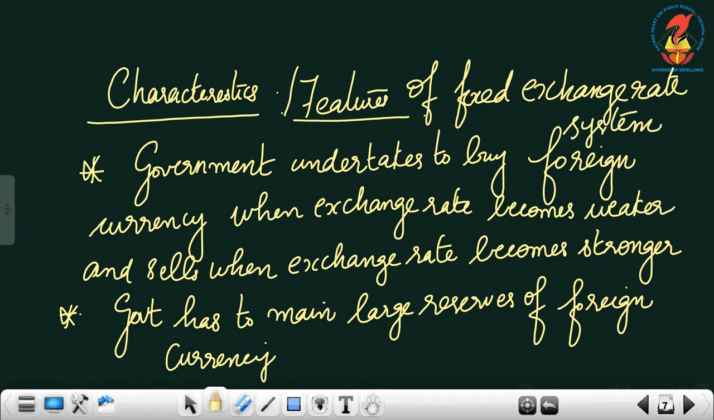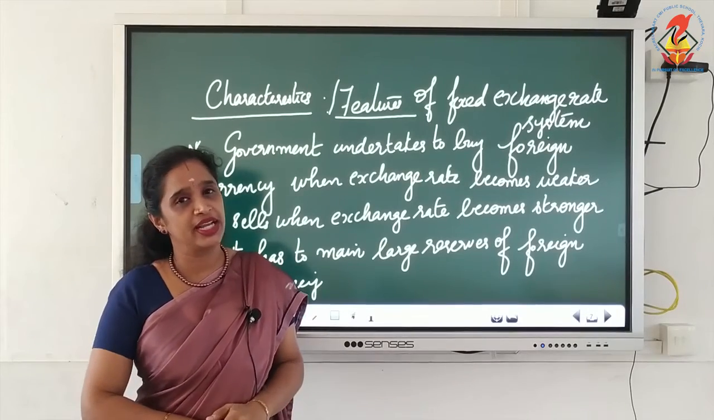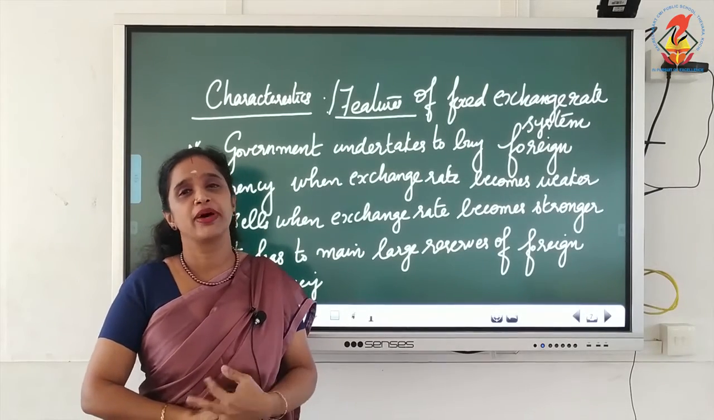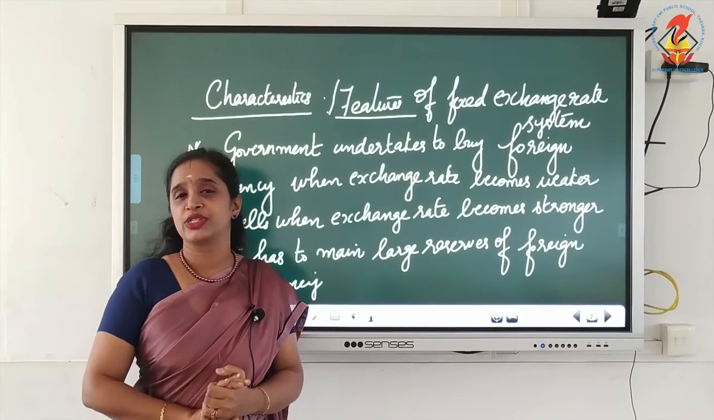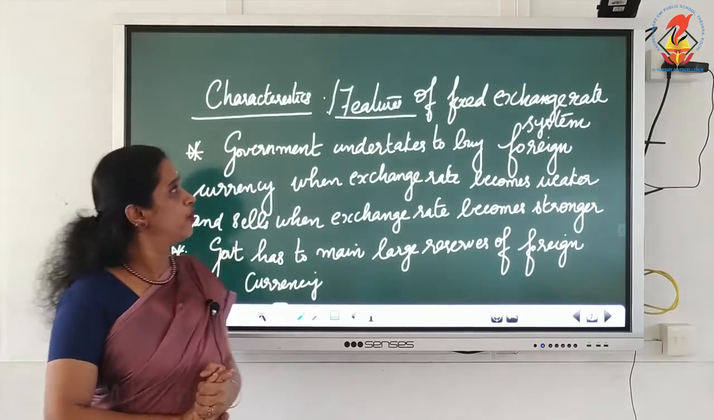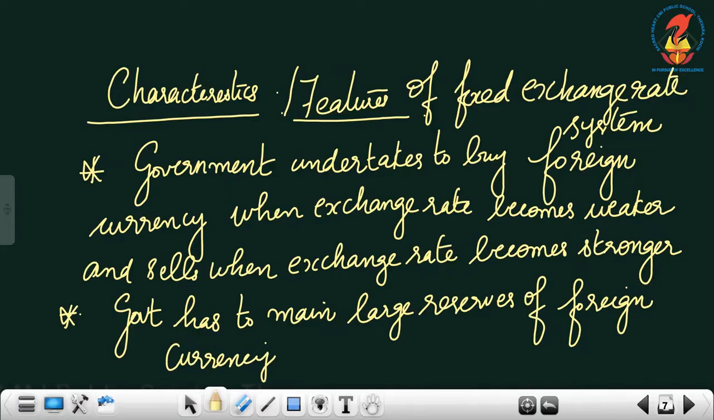Now I have told you here the whole thing is done by the government of the country. There is no intervention of any other parties. The whole thing is handled by the government. So government is the one who deals with all kinds of foreign exchange. Now under the system, the important point to be noted is that government undertakes to buy the foreign currency. Government is the main authority who undertakes the duty of the foreign currency.